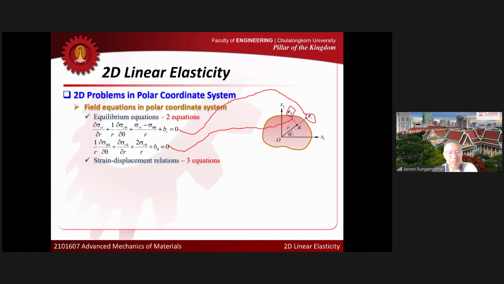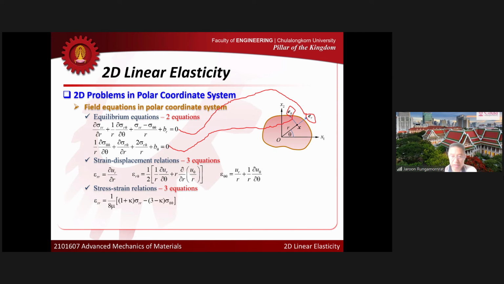Next, look at strain displacement relations. We have three equations, right? That's what we have for the r theta system. For the x1 and x2 system, you have epsilon 11 equal to del u1 by del x1, epsilon 22 equal to del u2 by del x2, epsilon 12 equal to 1/2 of del u1 by del x2 plus del u2 by del x1. The three equations that we have in the x1 and x2 system can be converted to the r theta system, and this is the final expression that we have. We have relations for epsilon rr, epsilon r theta, and epsilon theta theta in terms of the displacement components in the r theta directions, like this.